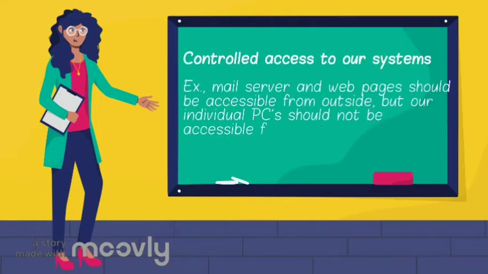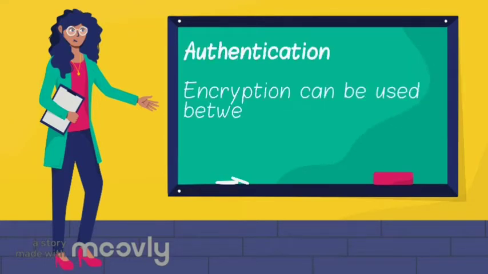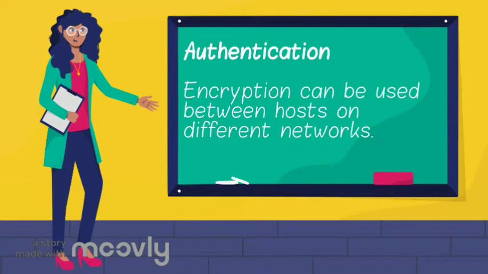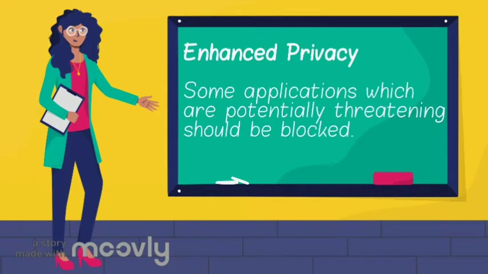Controlled access to our system. The mail server and web pages should be accessible from outside, but our individual PCs should not be accessible from the outside world. Authentication and encryption can be used between hosts on different networks. Enhanced privacy. Some applications which are potentially threatening should be blocked.